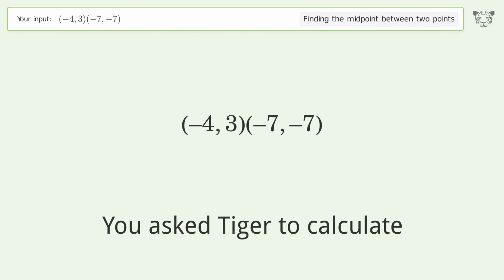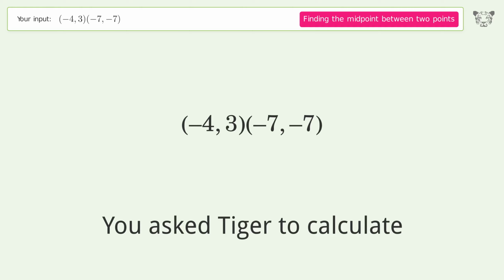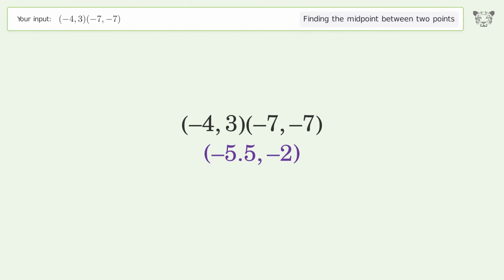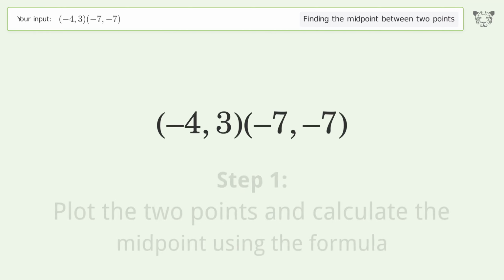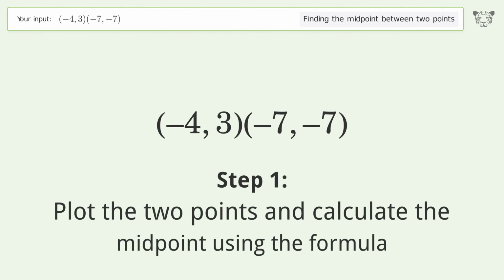You ask Tiger to calculate. This deals with finding the midpoint between 2 points. The midpoint between the 2 points is -5.5, -2. Let's solve it step by step. Plot the 2 points and calculate the midpoint using the formula.